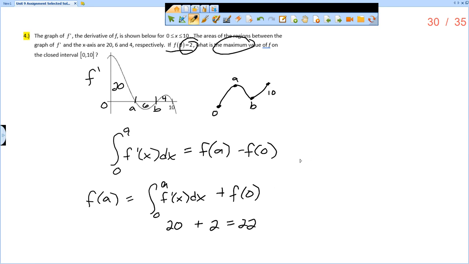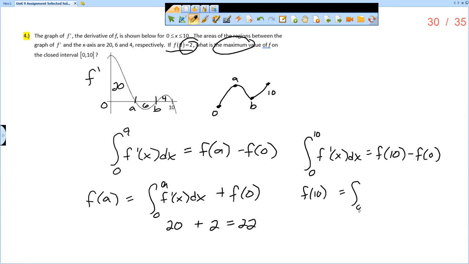All right, so now how would we find the value of f of 10? Well, we would integrate from 0 to 10 of f prime of x dx, which would be the change in f from 0 to 10. So that would be f of 10 minus f of 0. And so just like a minute ago, f of 10 would be equal to the integral from 0 to 10 of f prime of x dx plus f of 0, right?